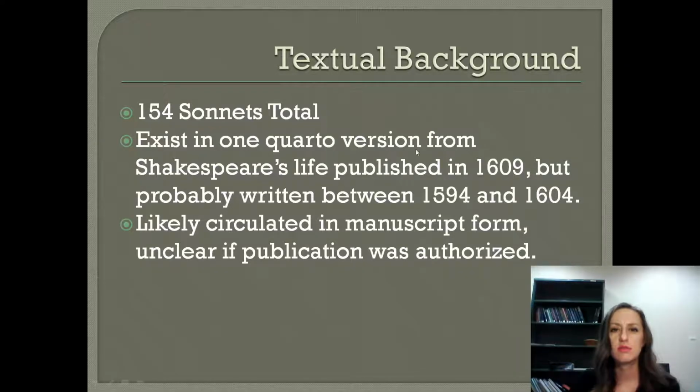But just some other textual information. The poems were probably written over a span of about a decade or so, between 1594 and 1604. Scholars have lots of theories about when certain groups of those poems would have been written. They weren't all written at once, and they weren't necessarily written to be in a complete total collection this way. But that is the way that they were published in the Quarto, in this order.